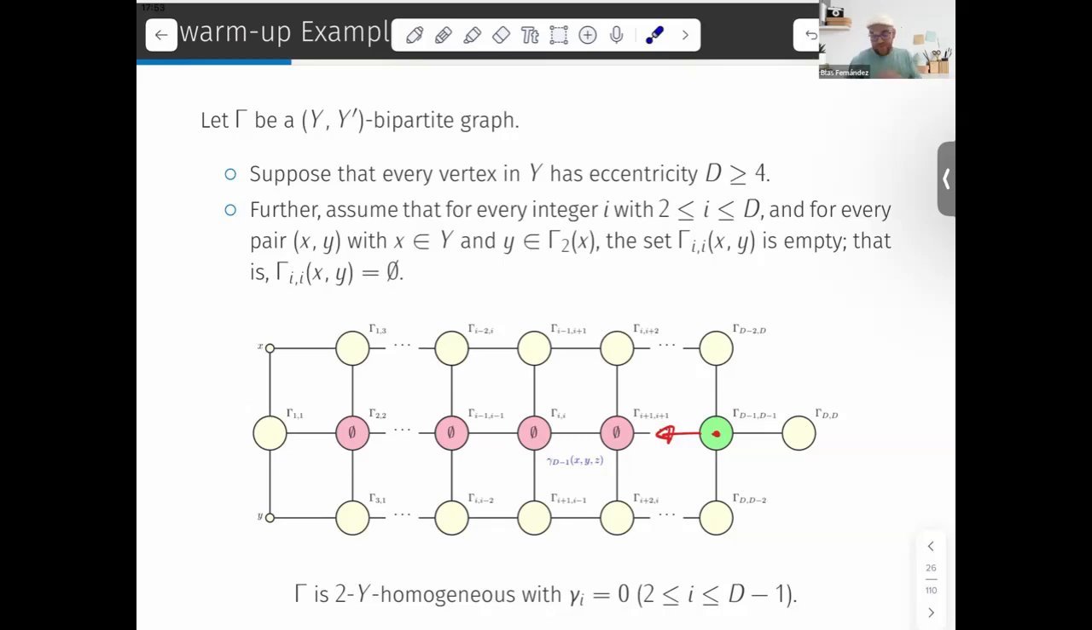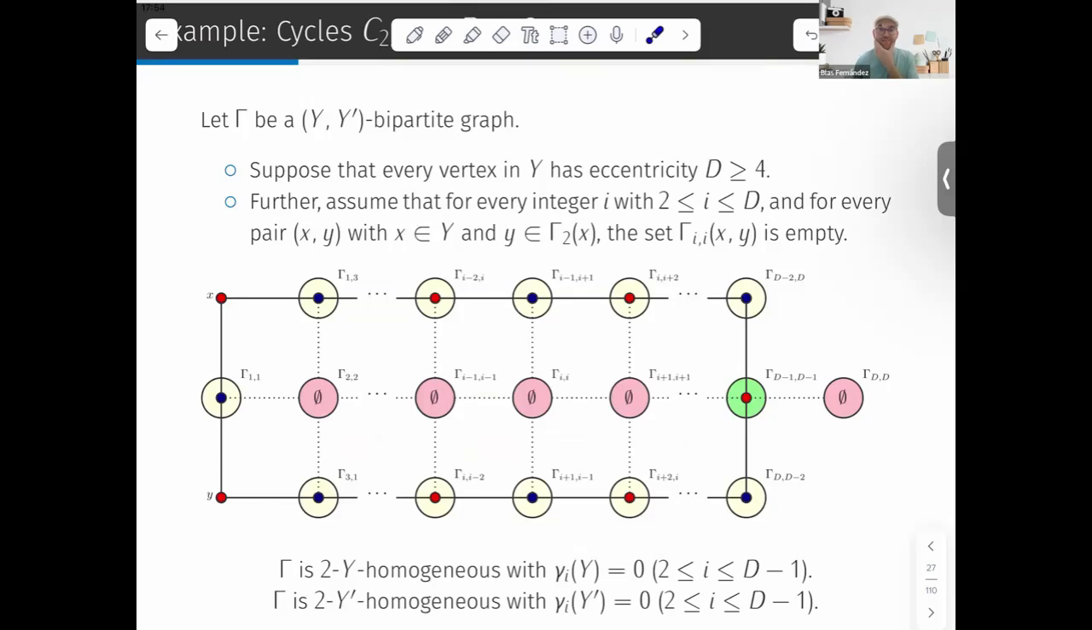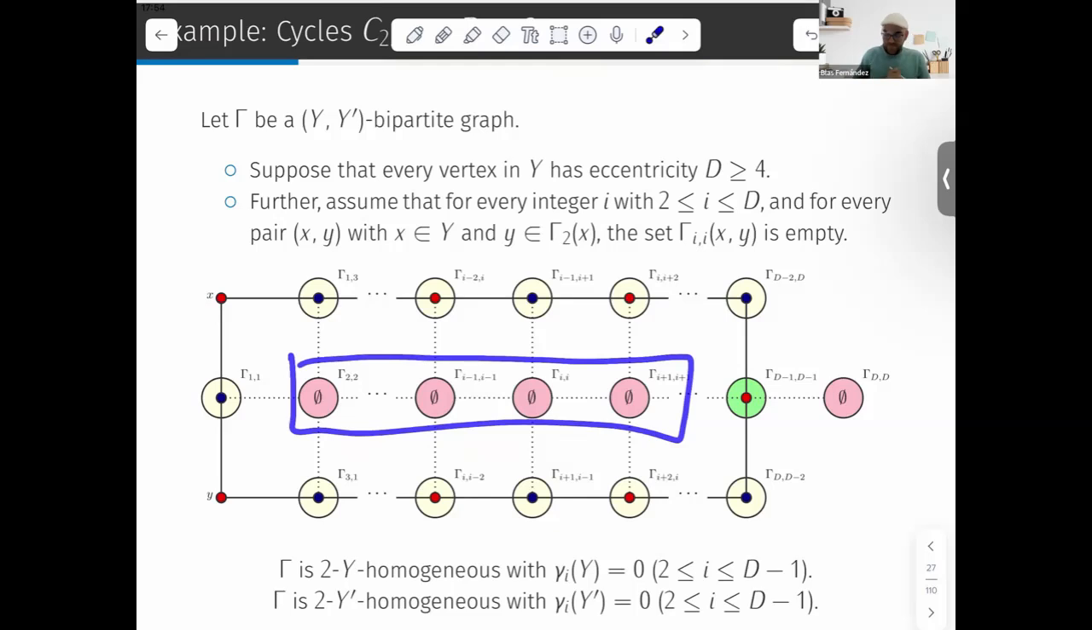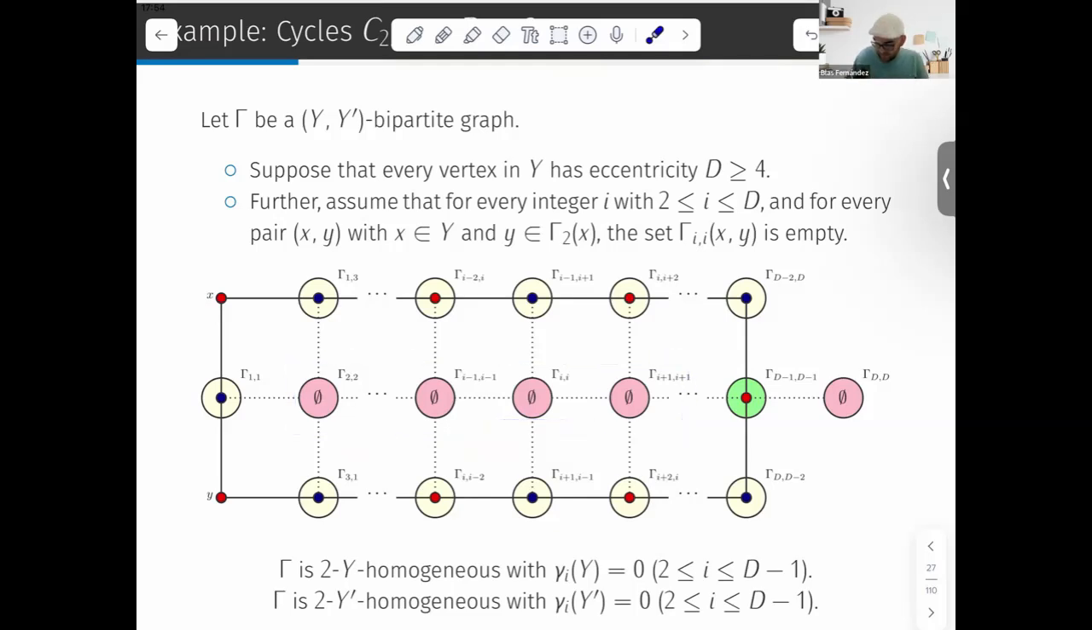And an easy example of this situation is, for instance, to consider cycles. So whenever we have a cycle of length 2d, every vertex has eccentricity d, and for every possible choice of vertices x and y at distance 2 from x, the picture that we'll have is the following. So this is our cycle. All these guys are here empty, and this vertex here is not connected to any vertex here with d minus 2 steps.